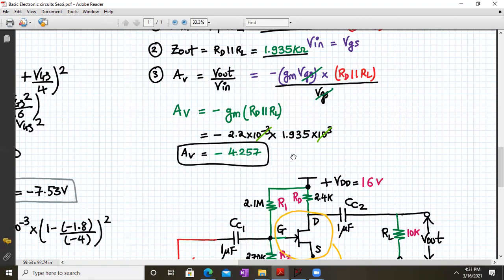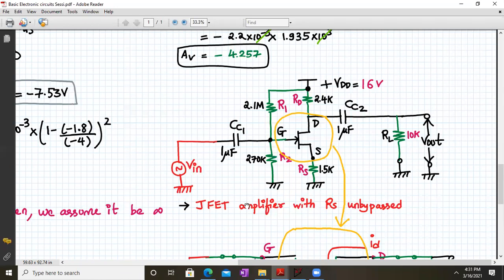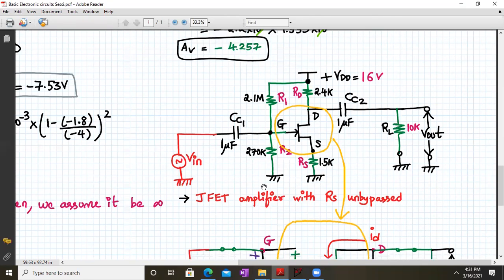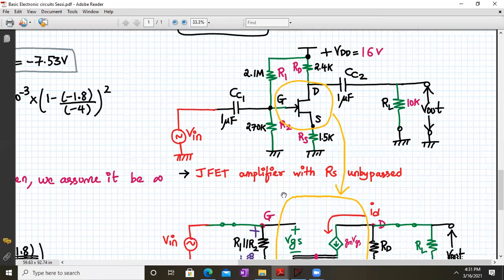Up till here, I guess everyone must have completed. Let us start from today. Over here, this is the JFET amplifier with RS unbypassed. RS unbypassed means there is no bypass capacitor CS connected. So what will be the change? Will something change? No. The entire DC analysis will remain the same. Your small signal parameter gm will also remain the same. What will change is the voltage gain formula and the small signal model.